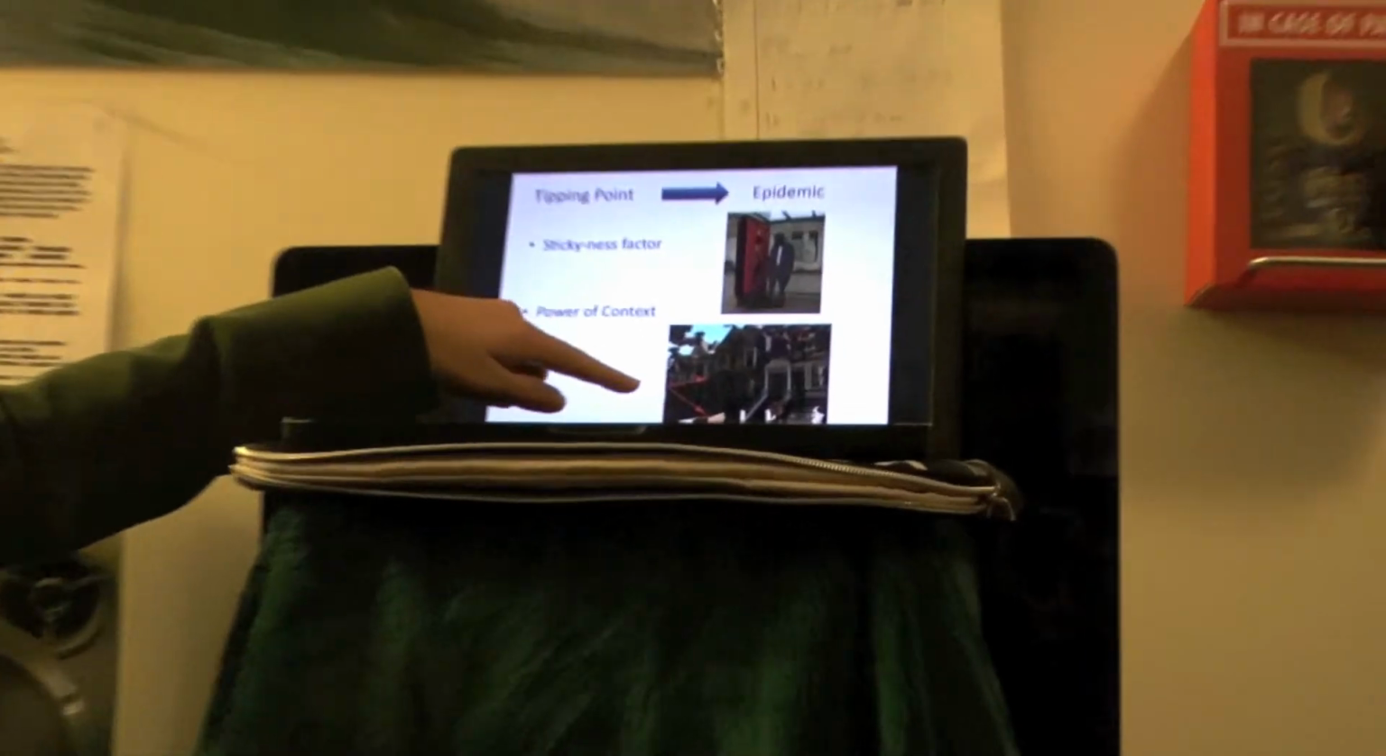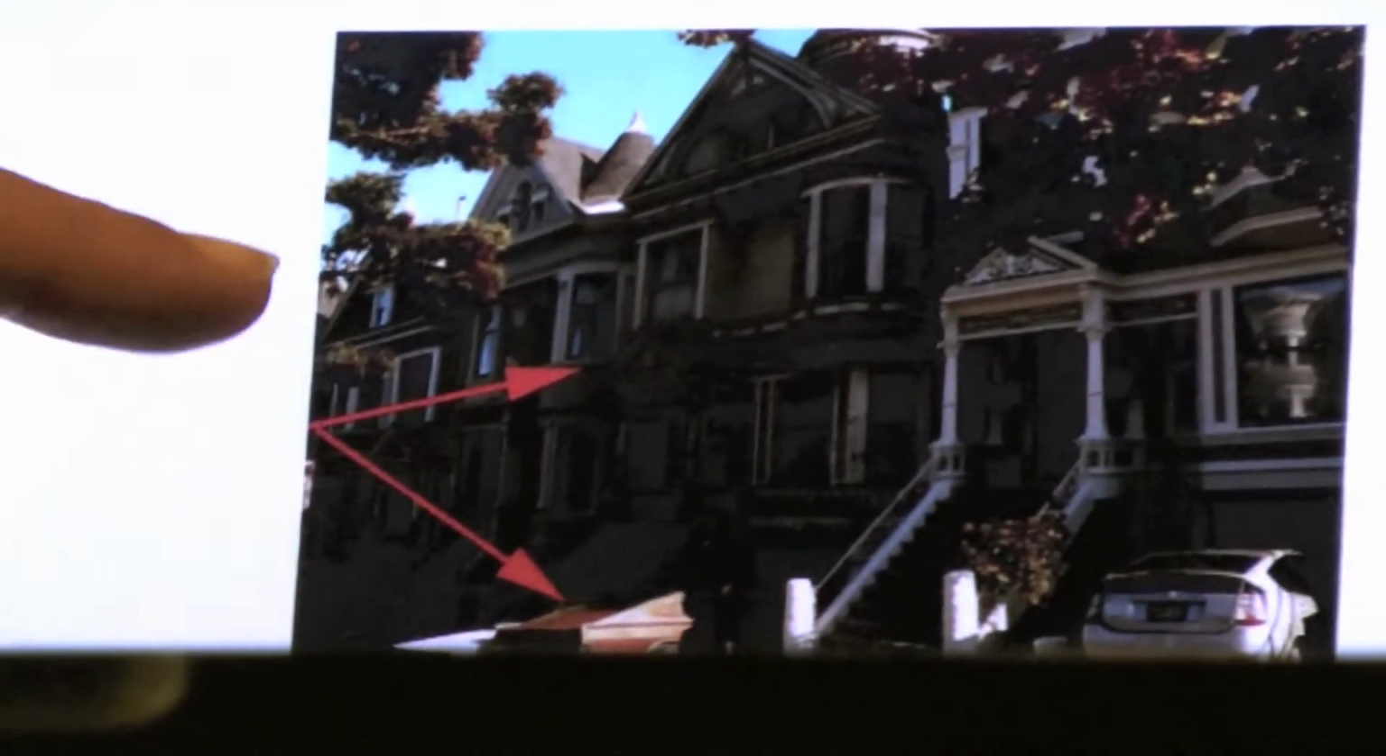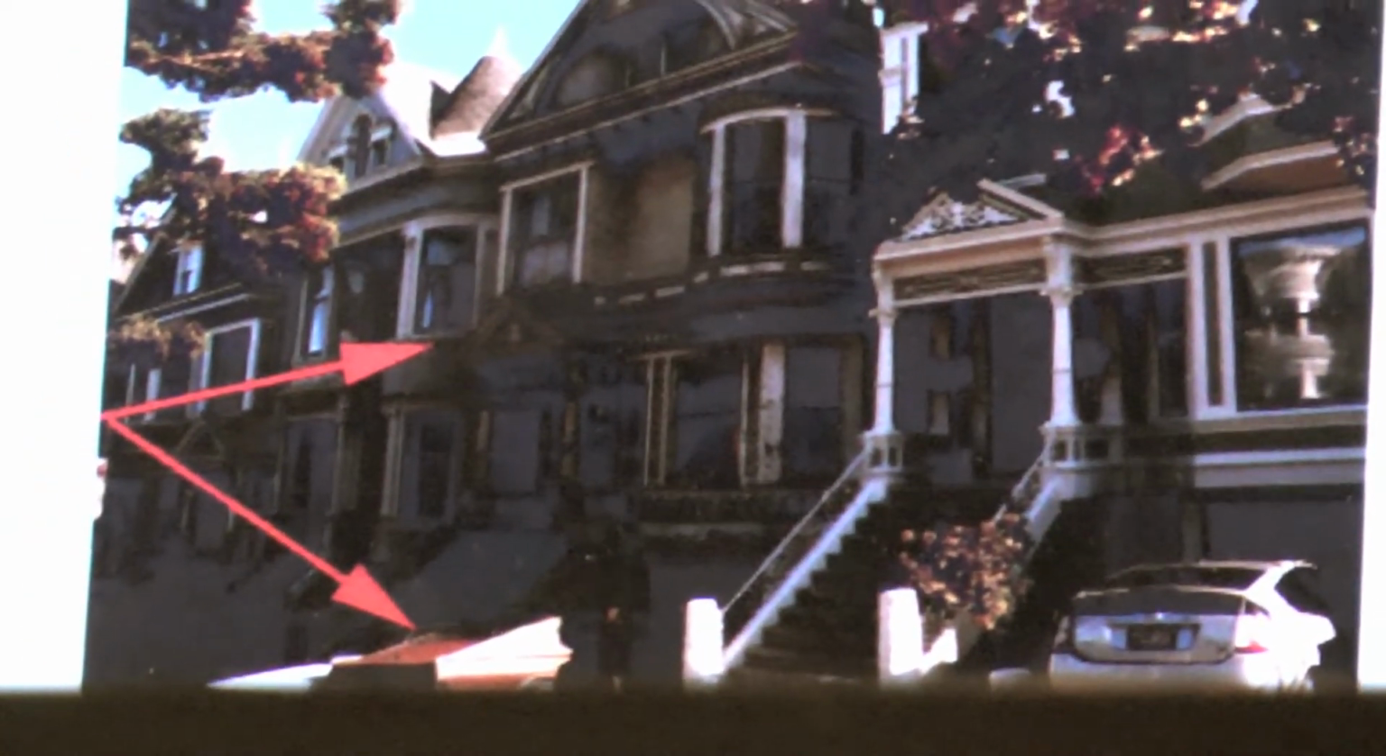The context is also very powerful. You can see in this picture the middle row house has broken windows and is boarded up and has not the nicest car in the driveway, but then the two other houses next to it are very well kept and have nicer cars in the driveway. So in the context of the row houses, the row house in the middle does not look as nice.